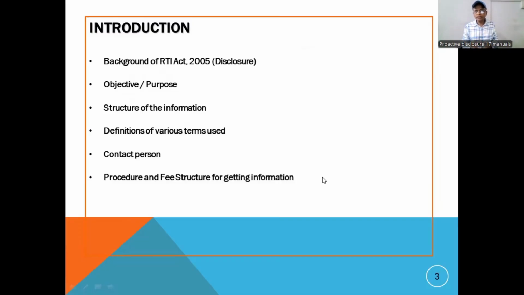So I hope that as public information officers, you have received the knowledge regarding the introduction chapter, and what information should be reflected under this introduction chapter.